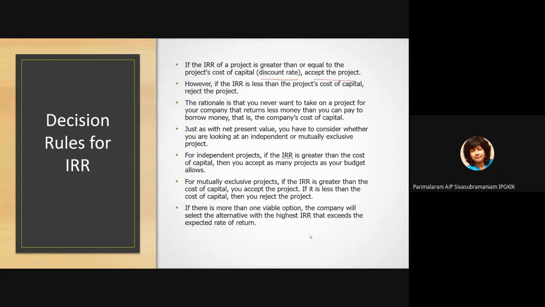Okay. If there is more than one viable option, the company will select the alternative with the highest IRR. If you've got more than one project and you've calculated the IRR and you can only choose one, then the company will choose the highest IRR that exceeds the expected rate of return.